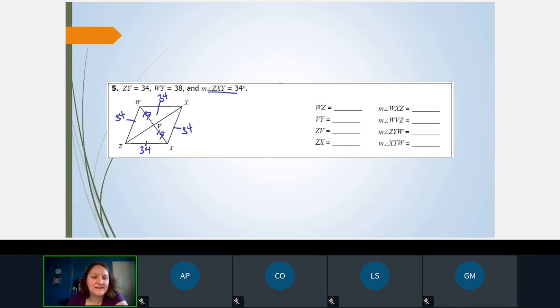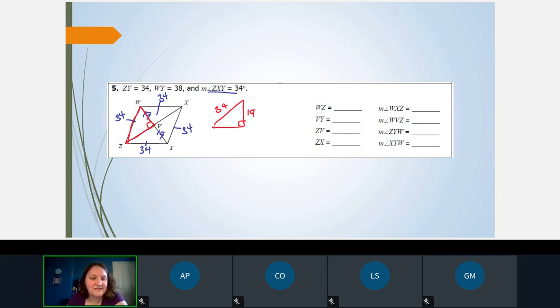And the diagonals bisect each other. So that's why we knew 19 and 19. It does not mean that the diagonals are congruent. So we don't know anything about ZX yet. We will in a moment. Remember that your diagonals are also perpendicular. And the reason why that's important is because by doing that, it now has 4 right triangles. And we can use our friend, the Pythagorean theorem, to help us find the missing side of our right triangle. Isn't WX also 34? Yes, WX is 34. Good job.